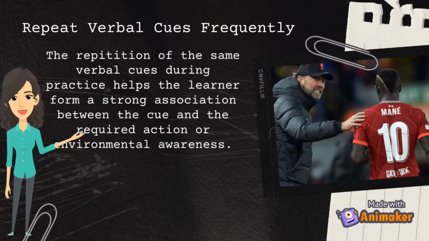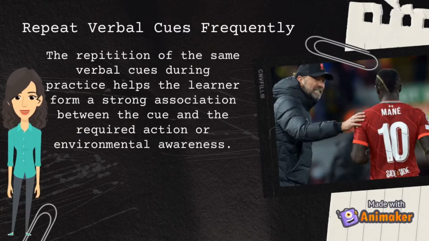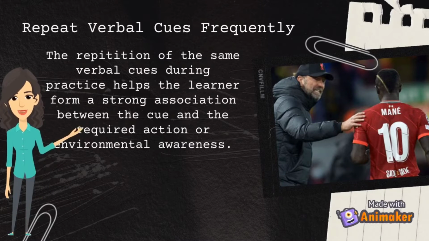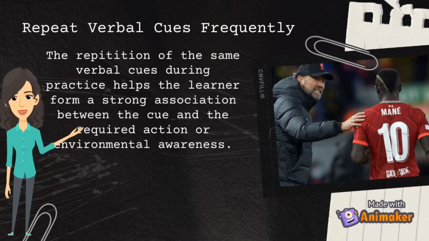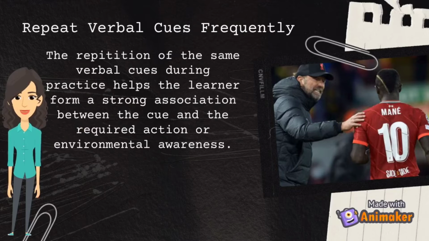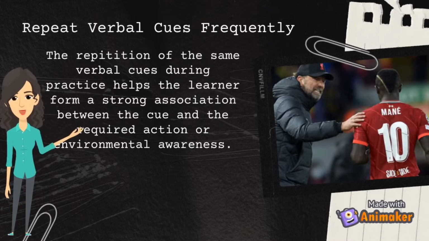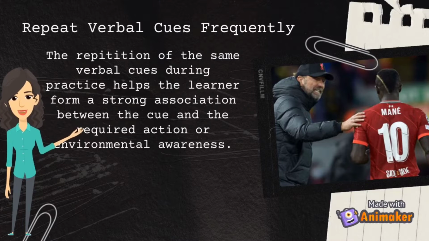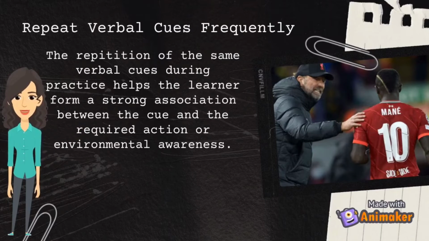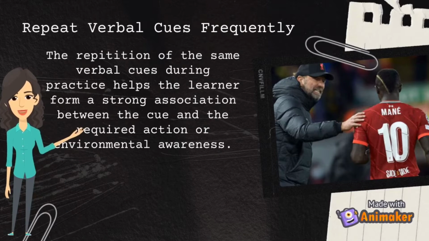Repeat verbal cues frequently. The repetition of the same verbal cues during practice helps the learner form a strong association between the cue and the required action or environmental awareness. Especially in the initial stages of skill practice, frequent presentation of a verbal cue whenever the specific cue-relevant action is attempted can reinforce the connection between eliciting events or features and correct responses.